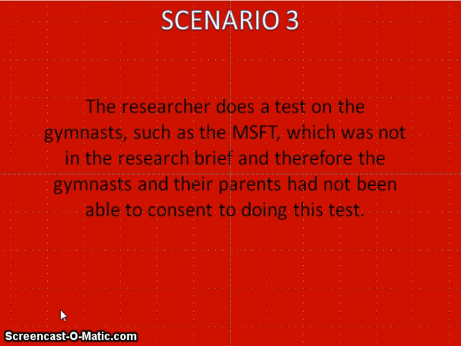Moving on to scenario 3, the researcher does a test on the gymnast, such as the multi-stage fitness test, which was not in the research brief, and therefore the gymnasts and their parents have not been able to consent to doing this test. Now, the biggest issue with this is obviously it's kind of deception, because the researcher has not put it in their brief, and therefore the gymnasts have not been able to consent to doing that individual test. Also, because they're young athletes, their parents would have to consent to it as well. So because the researcher hasn't put it in their brief, it would technically mean that they haven't given full consent.